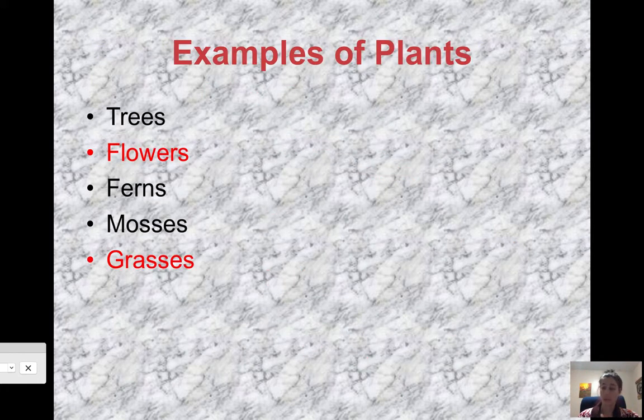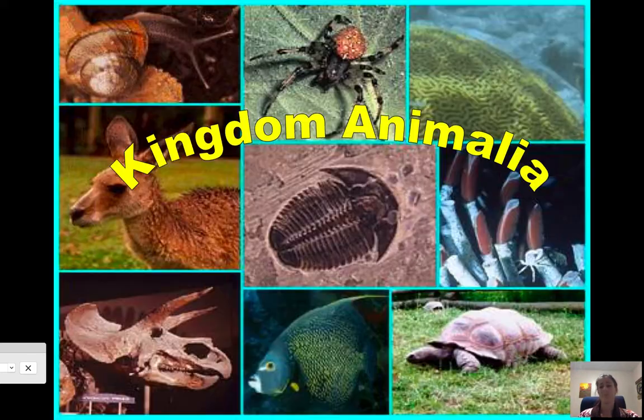And you guys can probably give yourselves some examples, but trees, flowers, ferns, mosses, grasses, so anything that's autotrophic, that's multicellular, is usually going to be in this Plantae kingdom.